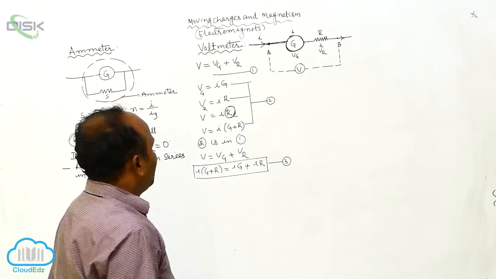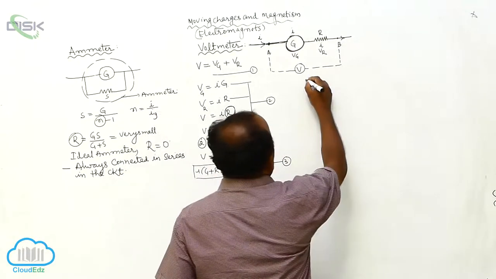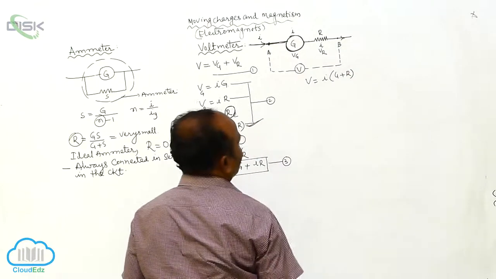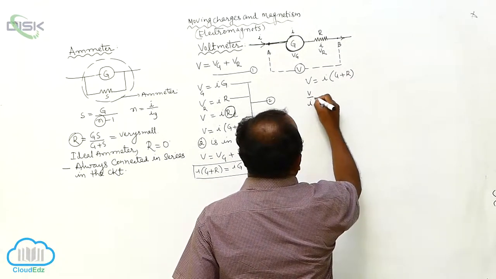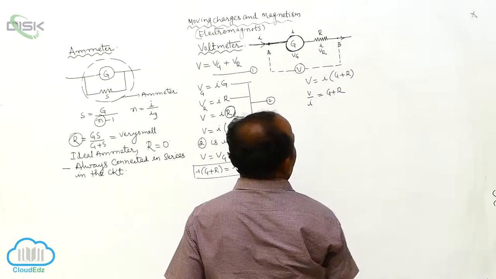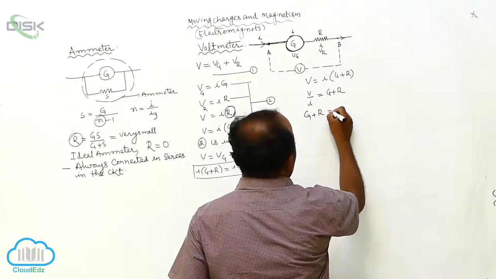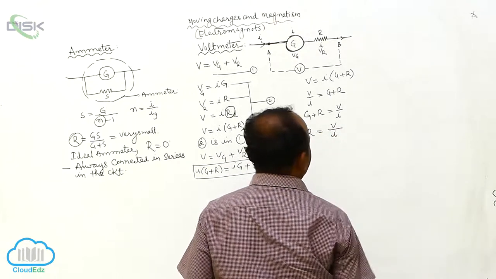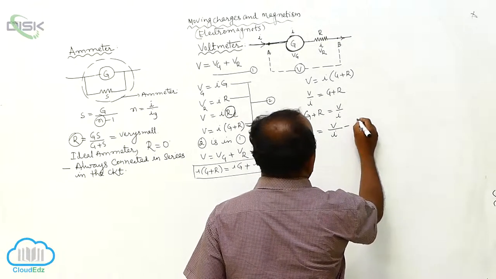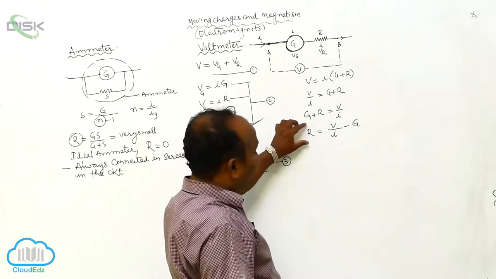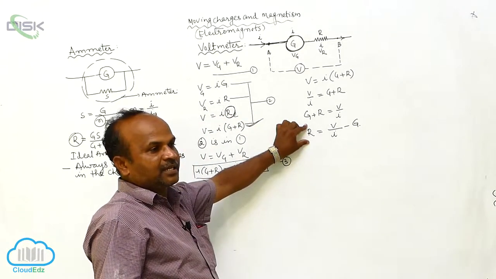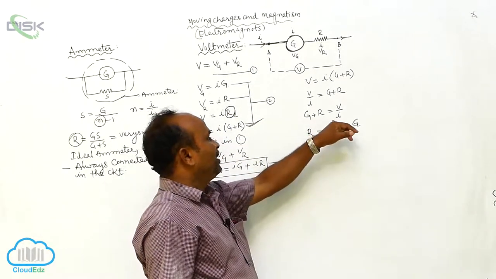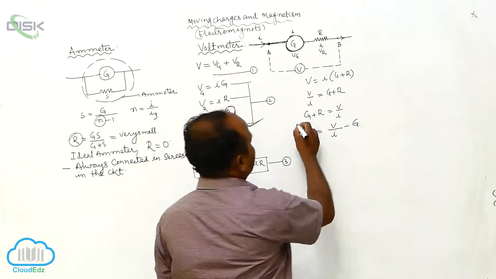Now, from this equation, V is equal to I into G plus R. Therefore, V by I is equal to G plus R. Therefore, G plus R is equal to V by I, and R is equal to V by I minus G. This is the load resistance, the external resistance connected to the galvanometer in order to form the voltmeter. R is equal to V by I minus G. This is the one expression.